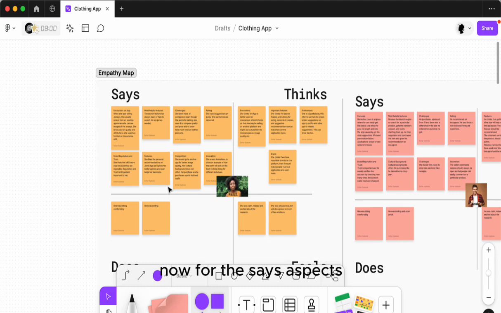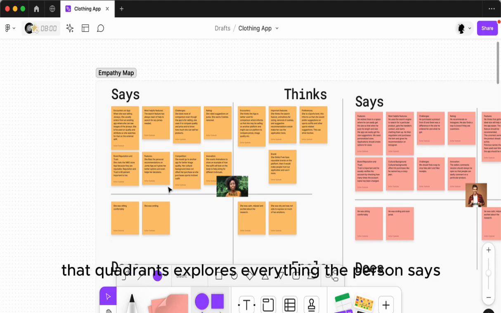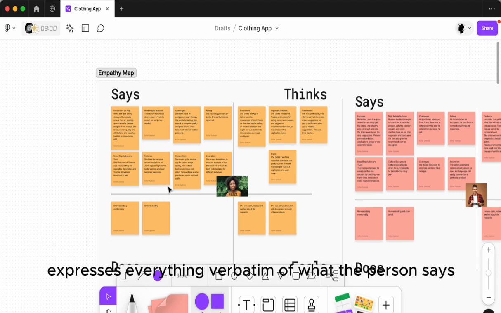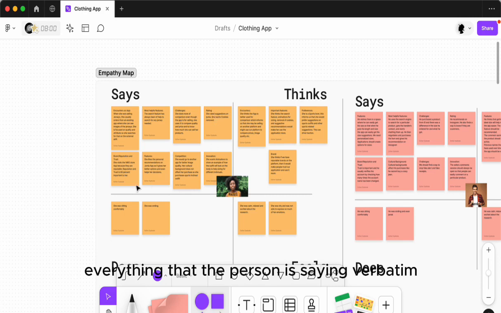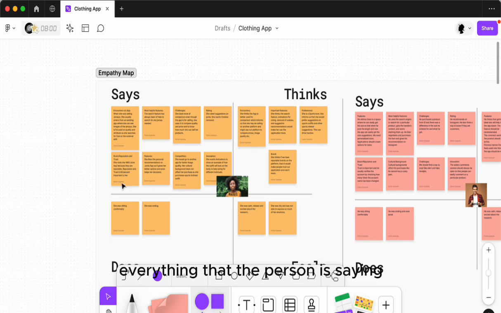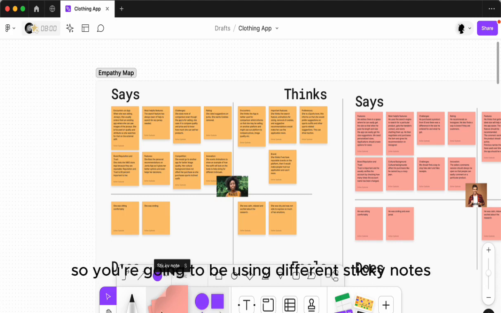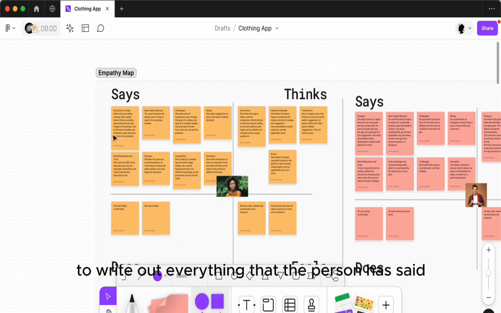Now, for the says quadrant, that quadrant expresses everything verbatim of what the person says. So when you are designing or analyzing your interview, you are going to write in this first quadrant everything that the person is saying verbatim. You are going to be writing it with different sticky notes. You see your sticky notes here. So you are going to be using different sticky notes to write out everything that the person has said.